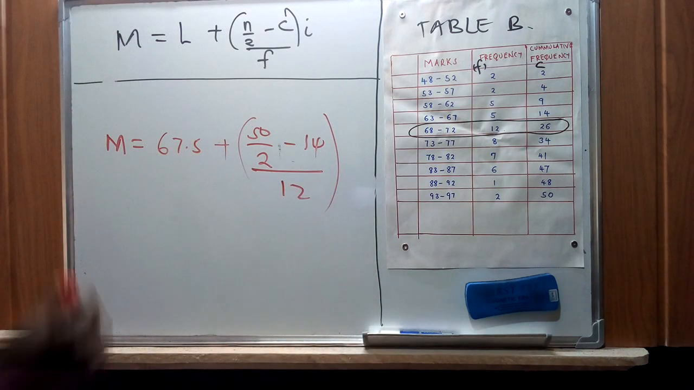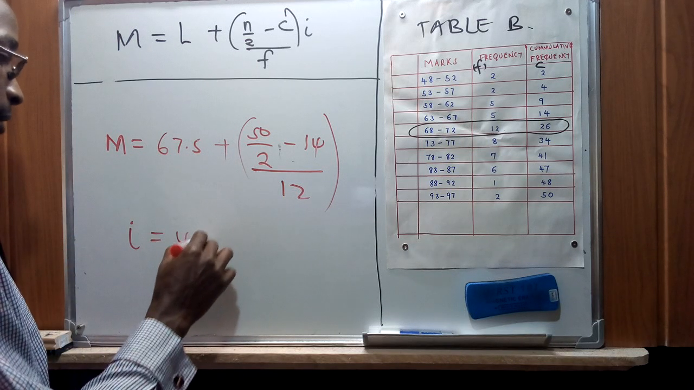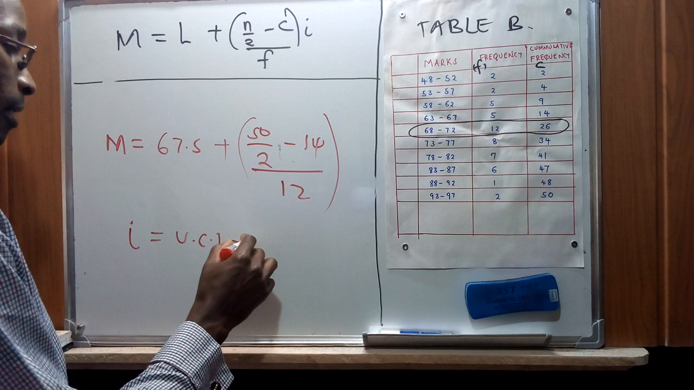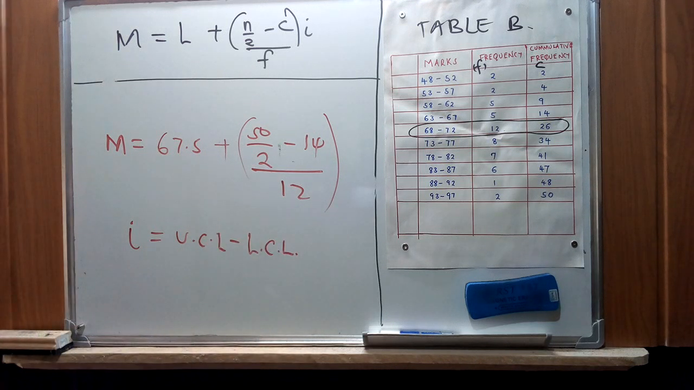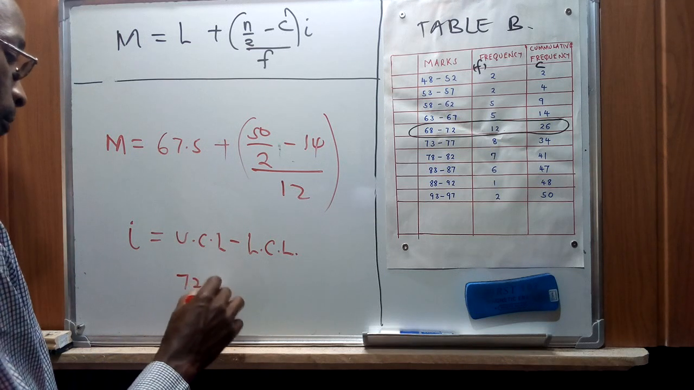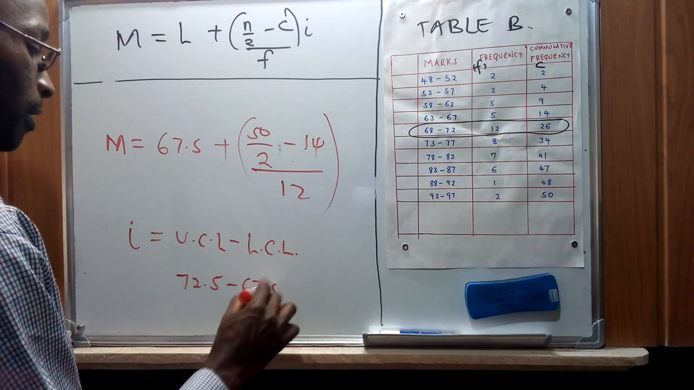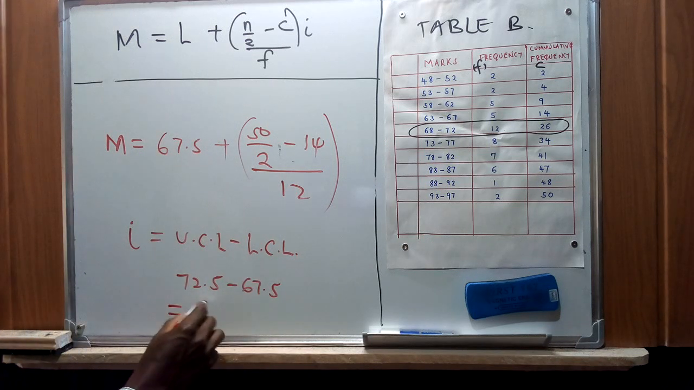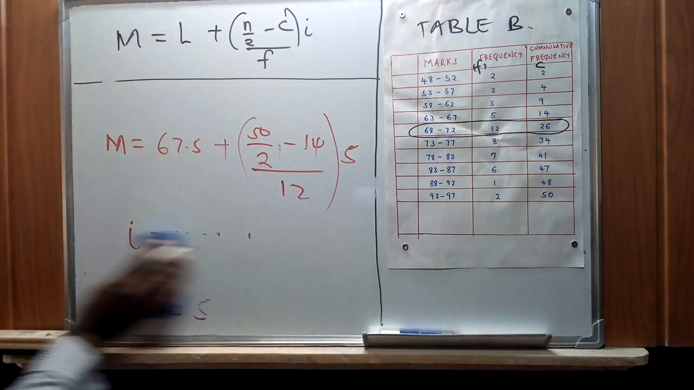Now, our interval is going to be the difference between the upper class limit minus the lower class limit for the median class. So that is going to be 72.5 minus 67.5, and that is going to give us an interval, of course, of 5. So in that case, we're going to apply that interval here. This is times 5.